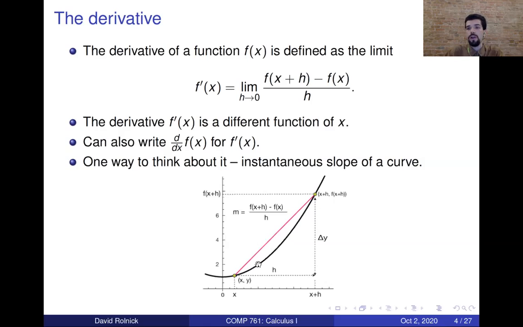So if the curve is going up very steeply, then the slope will be very high in magnitude. If the curve is very flat, then the slope will be close to 0. And this is just generally telling you, it's an evaluation of the instantaneous slope of a curve. In fact, it's the definition of the instantaneous slope of a curve.